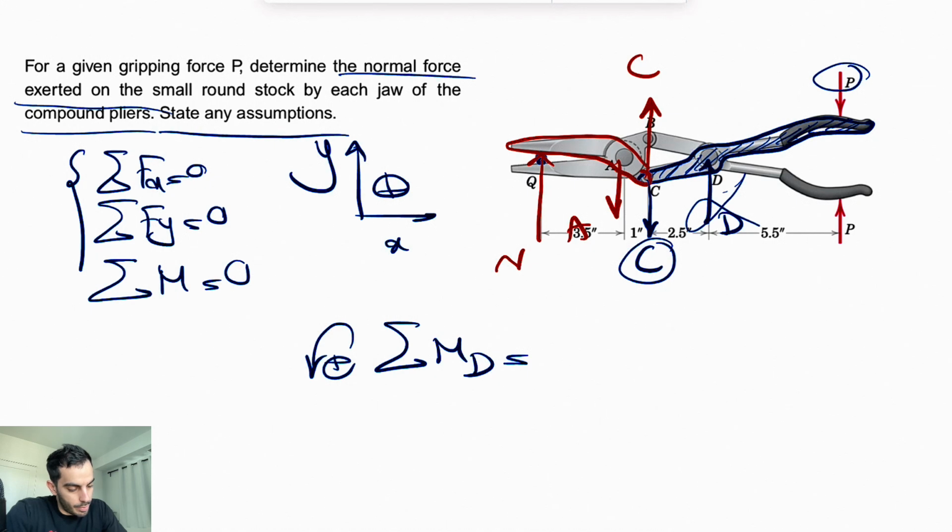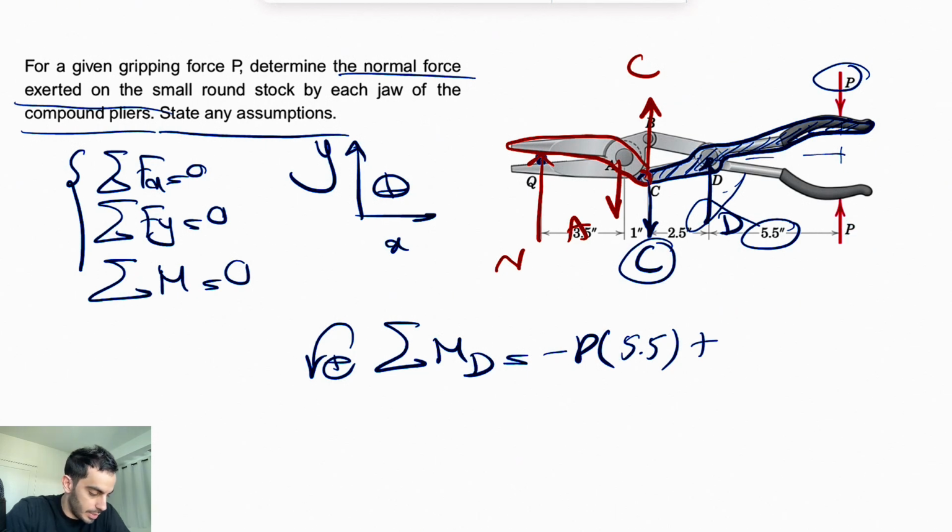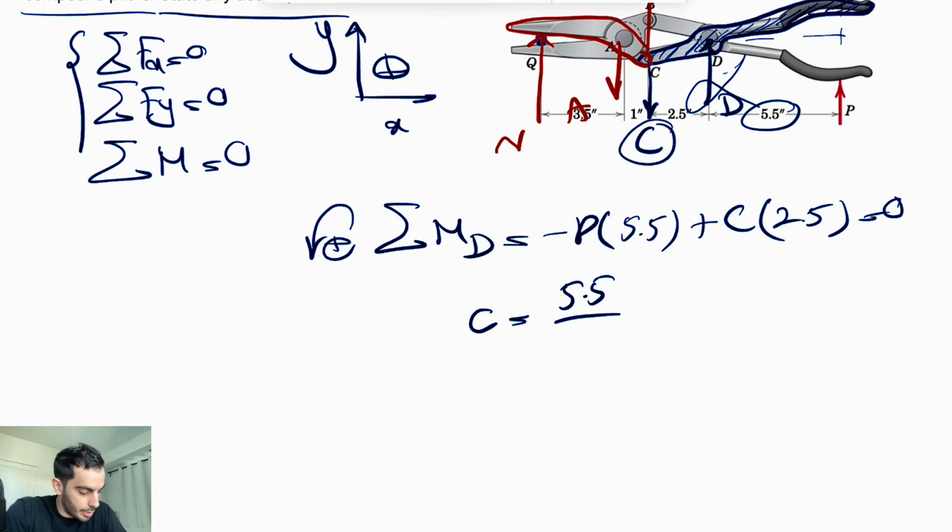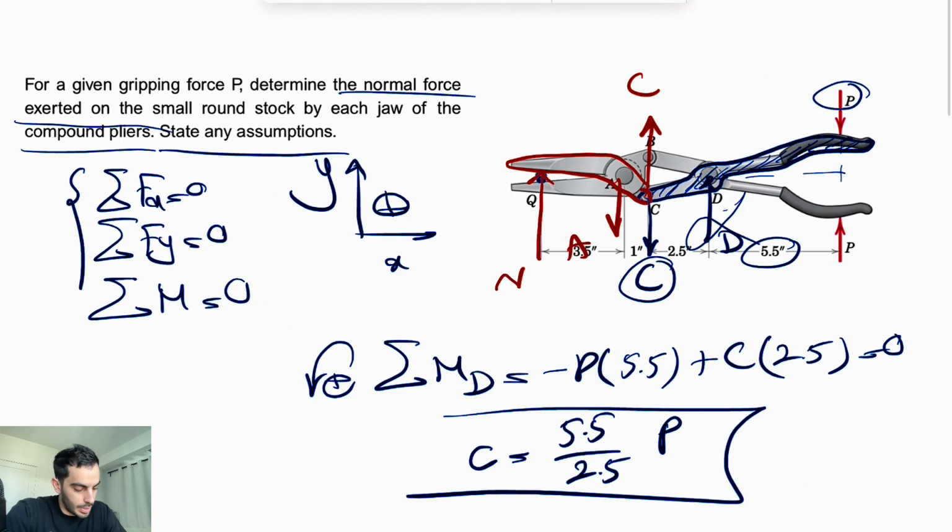So let's see what we have. We're going to have the moment of P about D, which is a clockwise moment, so negative P times the vertical distance from D to the line of action, which is 5.5 inches. And we're going to have the moment of C, counterclockwise, so positive C times the distance 2.5, equals 0. So our C here is going to be 5.5 divided by 2.5 times P.